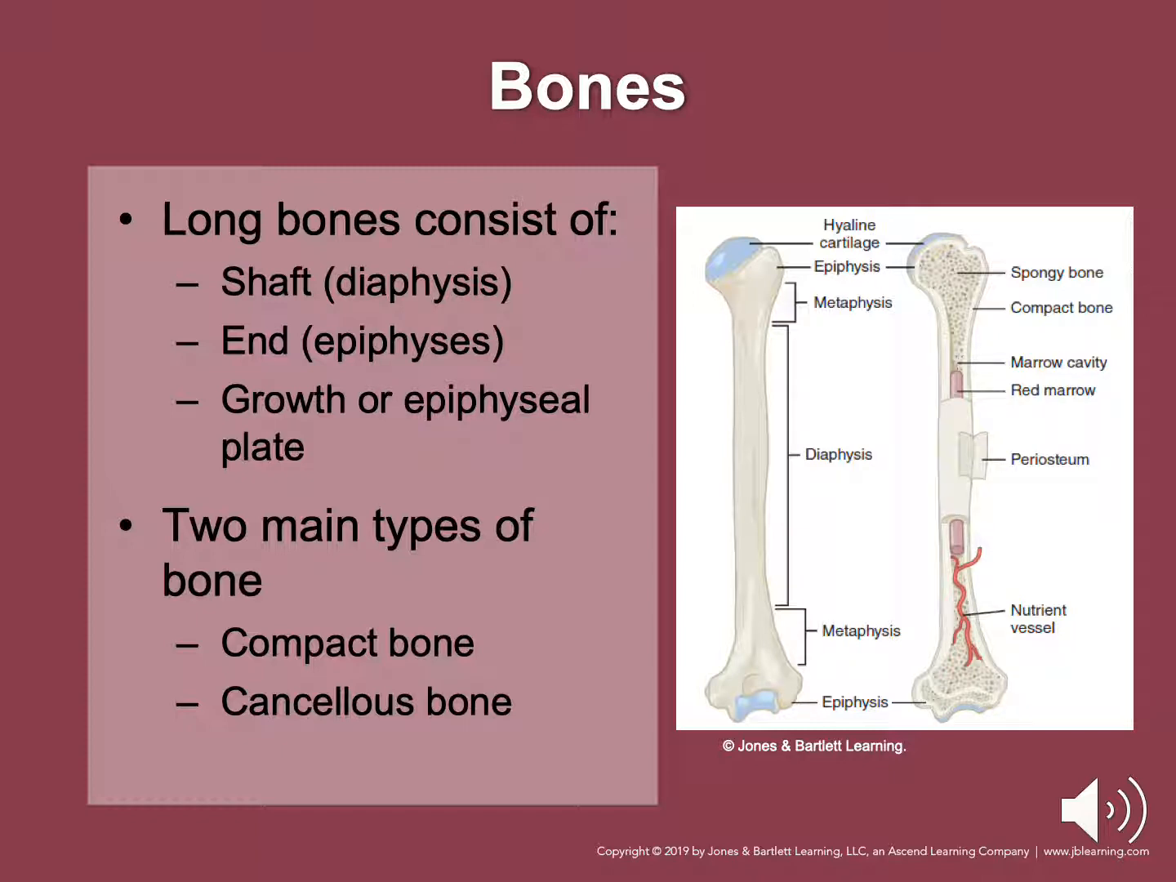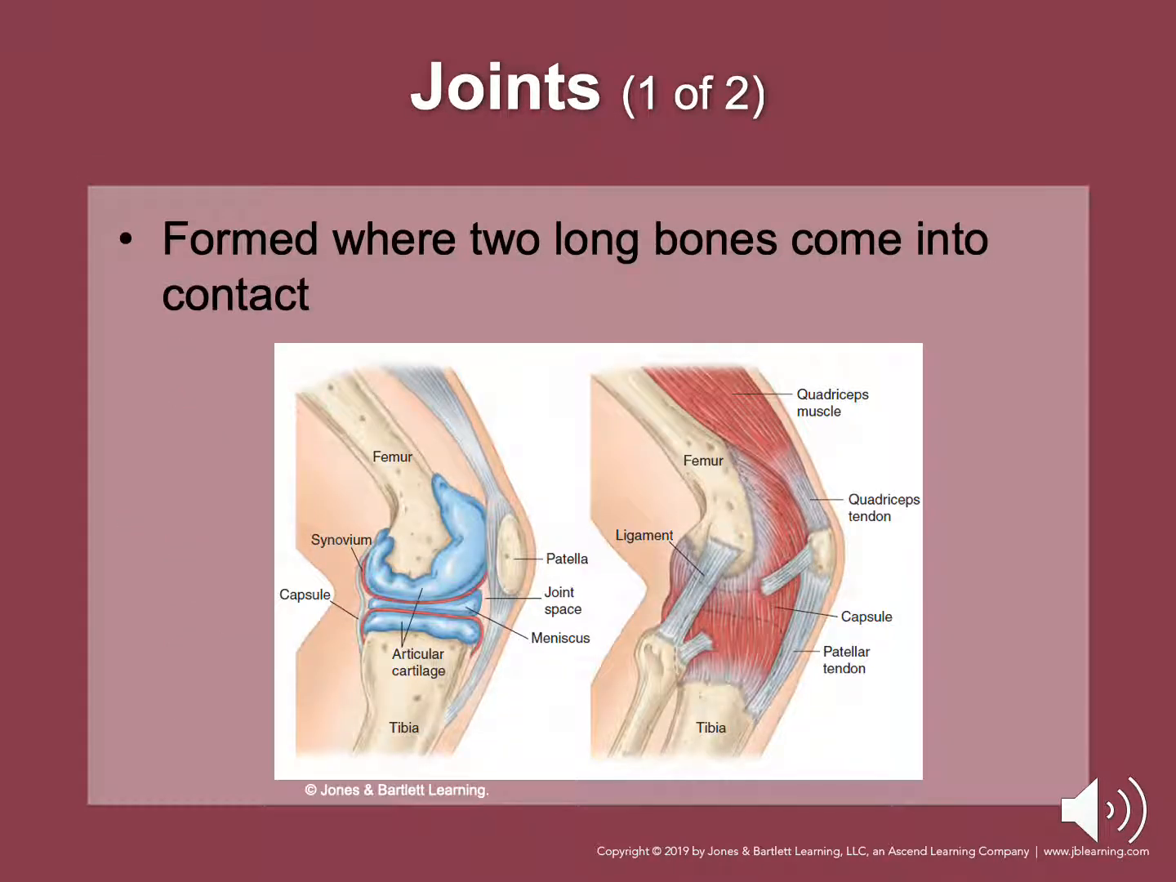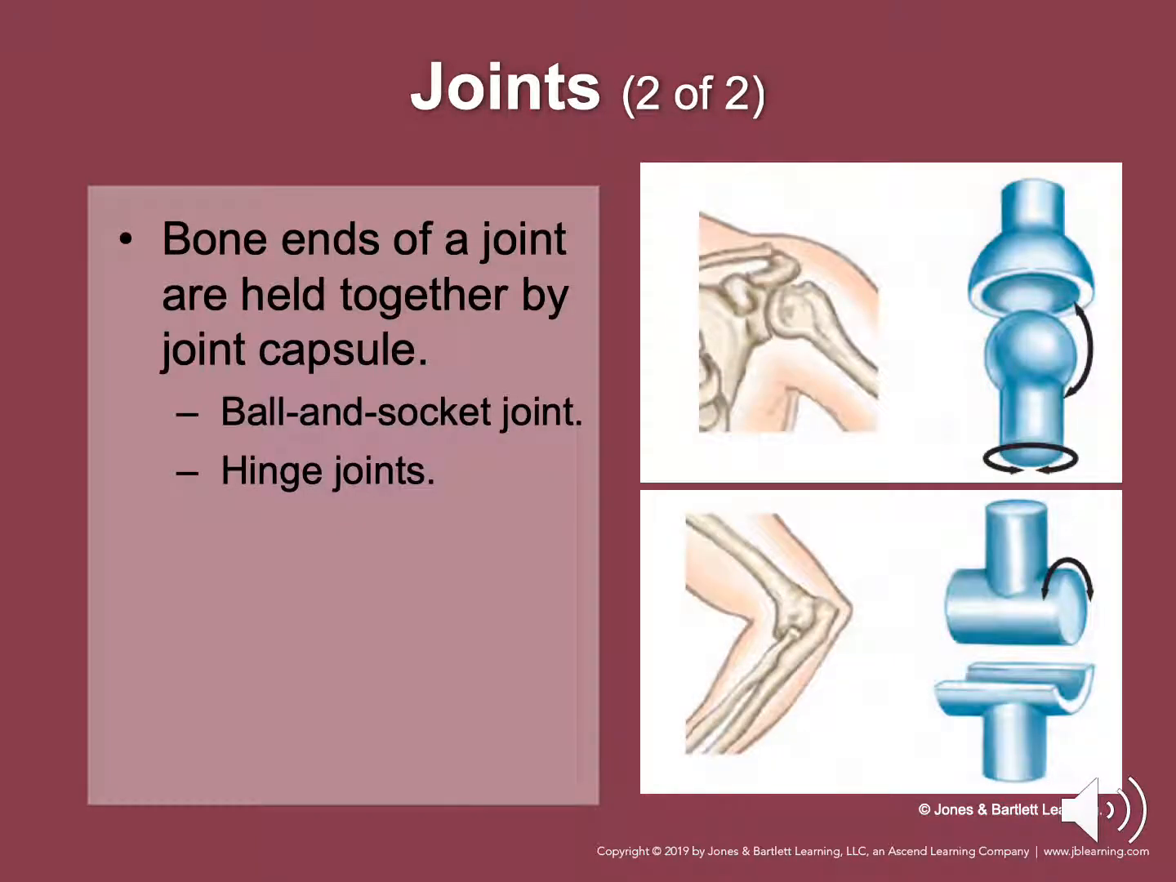All right, then you have joints. Joints are where two long bones come into contact, and you can see there you've got the synovial fluid and the capsule. This gives you cartilage, and then you have your tendons over here, with your ligaments also, that help connect bone to bone. So the bone ends of a joint are held together by a joint capsule. There are ball and socket joints, kind of like your shoulders, and hinge joints like your elbows and knees.